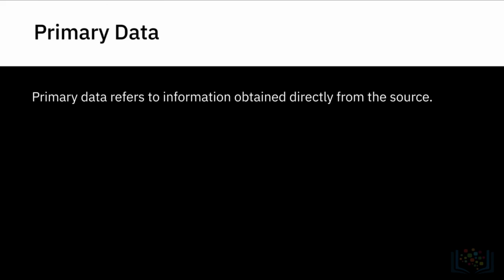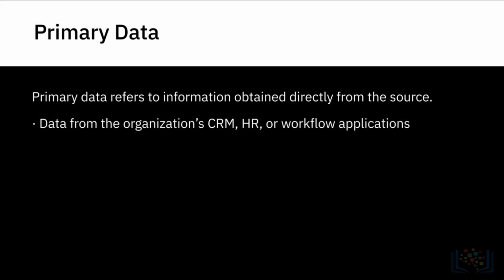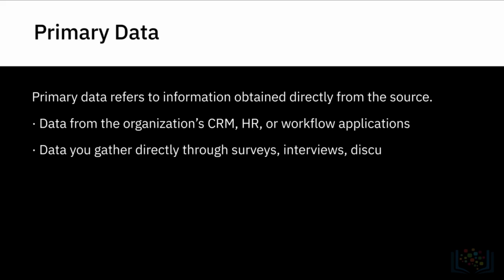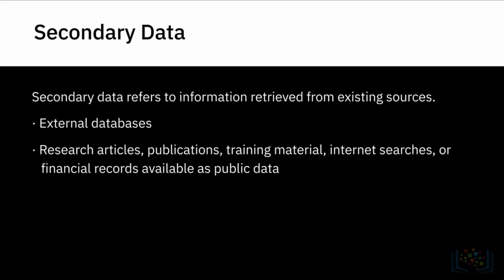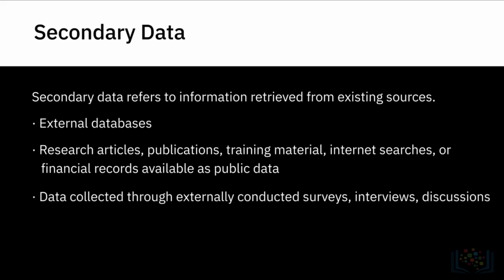This could be from internal sources, such as data from the organization's CRM, HR, or workflow applications. It could also include data you gather directly through surveys, interviews, discussions, observations, and focus groups. Secondary data refers to information retrieved from existing sources such as external databases, research articles, publications, training material, and internet searches or financial records available as public data. This could also include data collected through externally conducted surveys, interviews, discussions, observations, and focus groups.